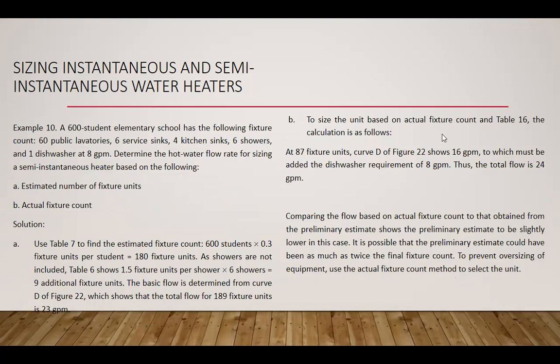So B, to size the unit based on actual fixture count in Table 6, the calculation is as follows. At 87 fixture units, 4D of Figure 22 shows 16 GPM, to which must be added the dishwasher requirement of 8 GPM. Thus, the total flow is 24 GPM. So that's balance. Comparing the flow based on actual fixture count to that obtained from the preliminary estimate shows the preliminary estimate to be slightly lower in this case. It is possible that the preliminary estimate could have been as much as twice the final fixture count. To prevent oversizing of the equipment, use the actual fixture count method to select the unit.